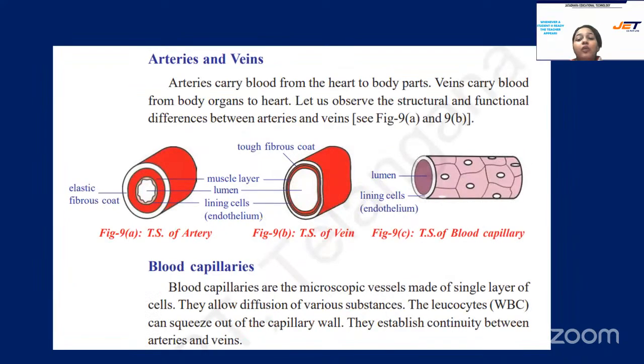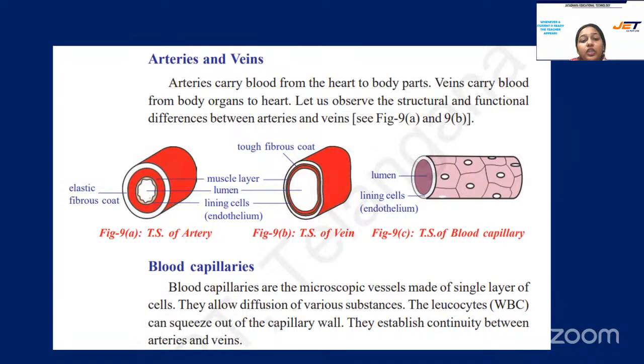Understood? Now, arteries and veins. What are arteries? Arteries carry blood from the heart to the body parts. They carry the oxygenated blood. Veins carry blood from body organs to the heart. That means deoxygenated blood.